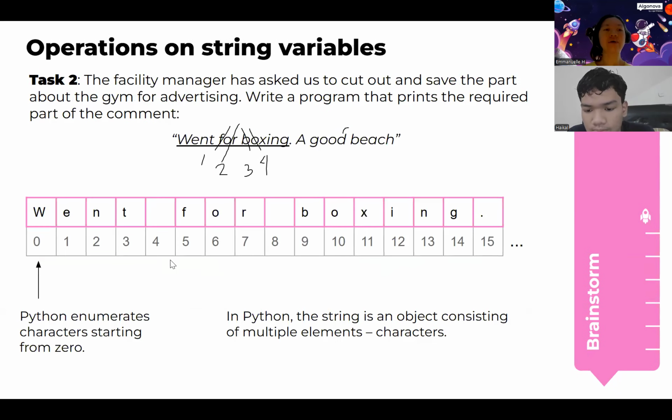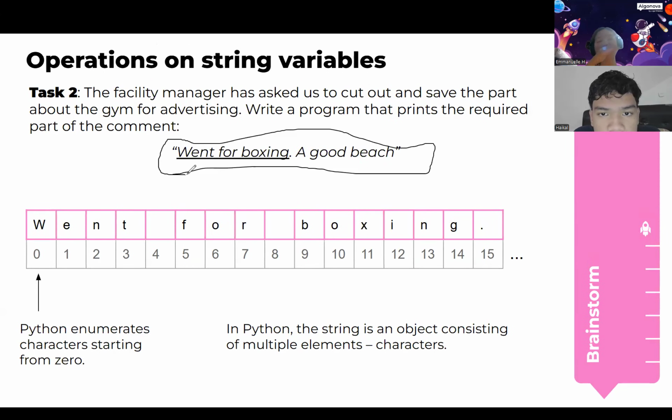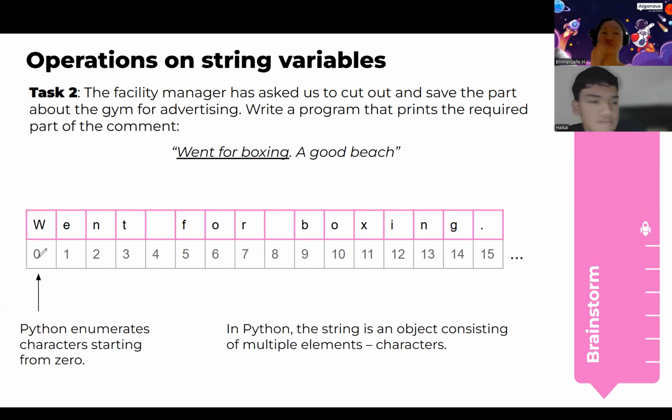For example, we have a sentence here. This is a string. In a string, there is always an index. The index is like the identity of each character. And the index always starts from 0, instead of 1. So for example, here in "when for boxing", W is 0, E is 1.